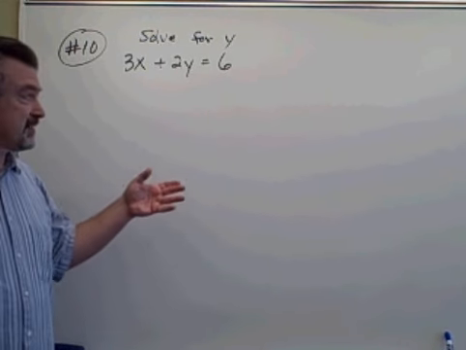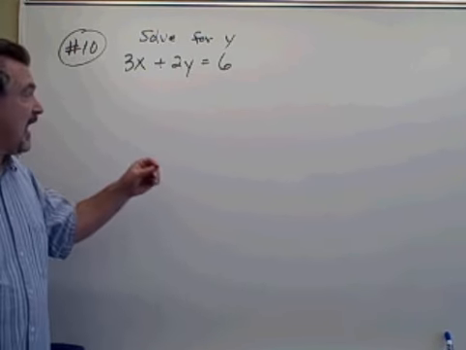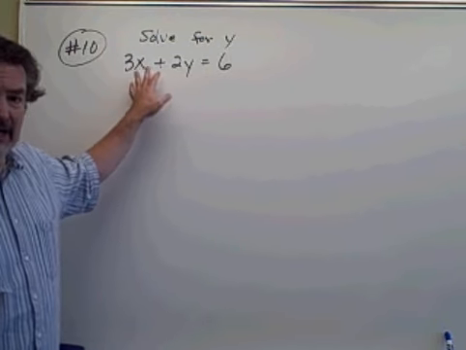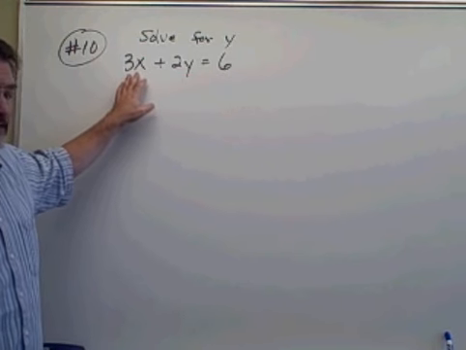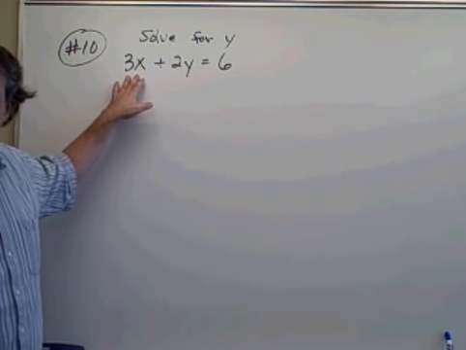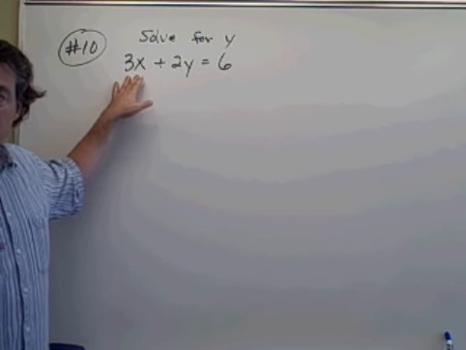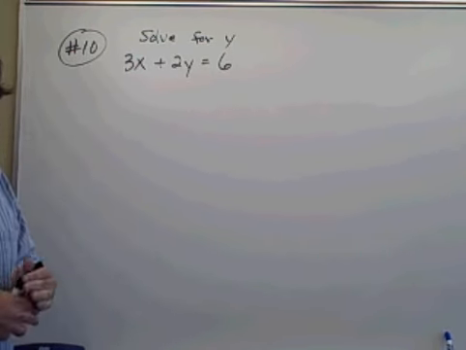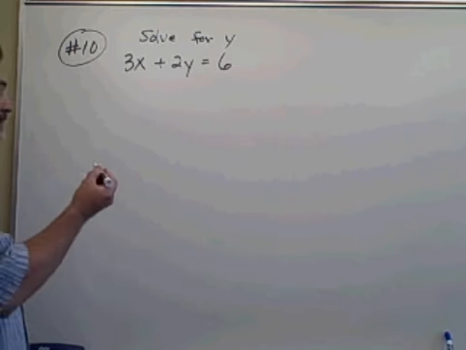So the approach we want to take is very similar. I want to isolate the 2y term. Well, right now, it's not isolated. Right now, it has this other variable term, an x variable term with it. So my first step would be to get rid of that x variable term by subtracting 3x from both sides.